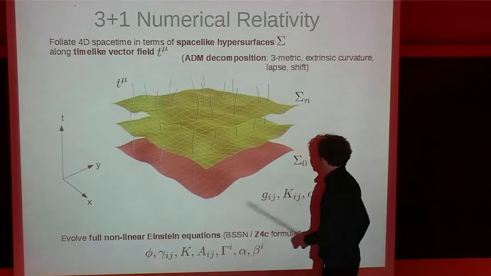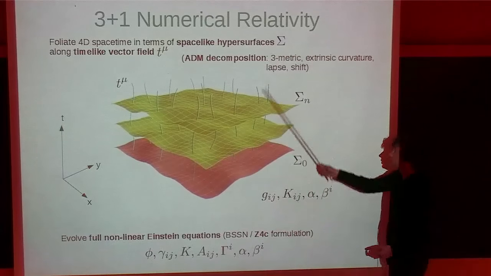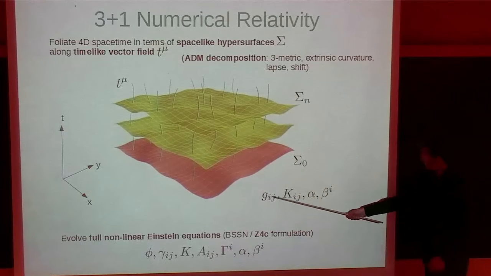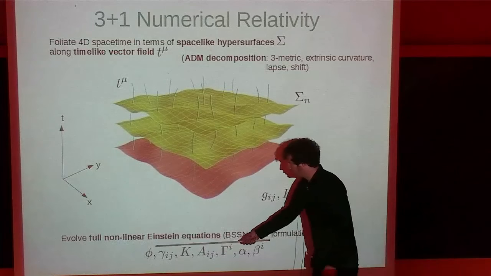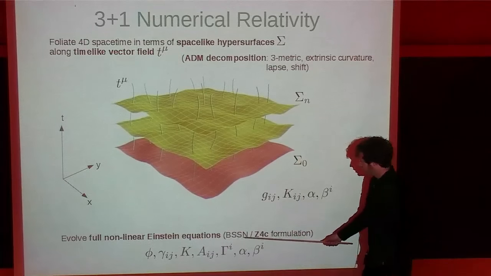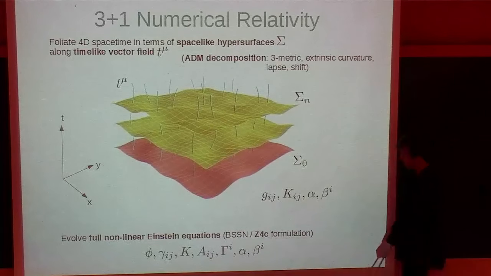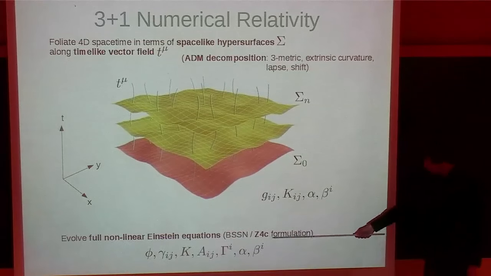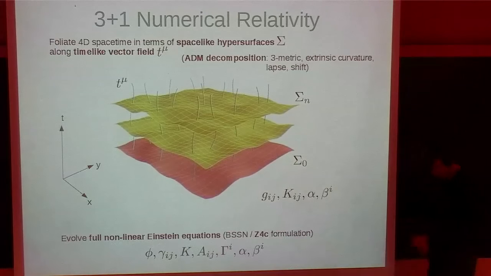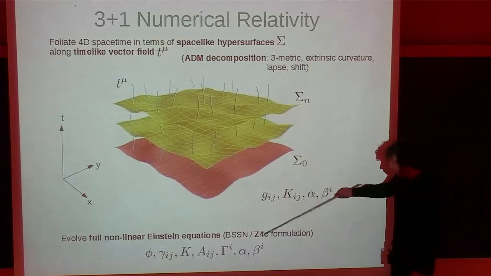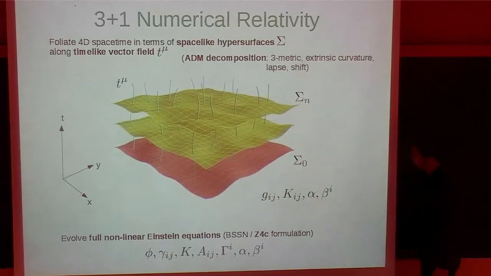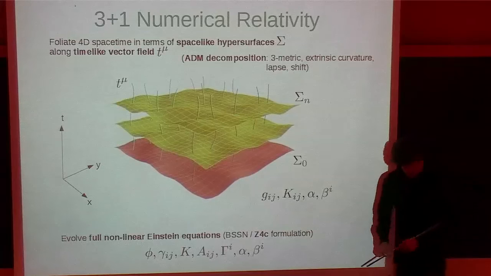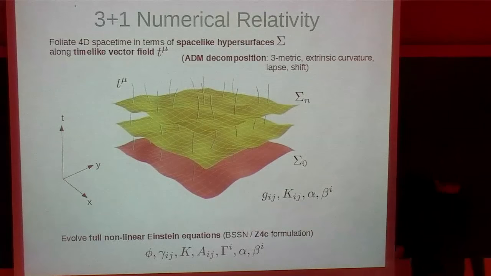And it turns out, however, that this standard ADM decomposition and the ADM equations that you get, the evolution equation in that form, are numerically unstable. So what we really evolve are the Einstein equations in this so-called BSSN form, or recently what was proposed was an additional variable which implements constraint damping, the so-called Z4C formalism. And this formalism basically introduces a bunch of extra variables which ensure that it becomes numerically stable.